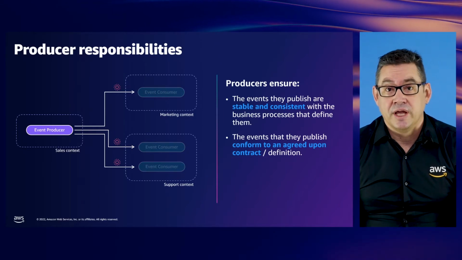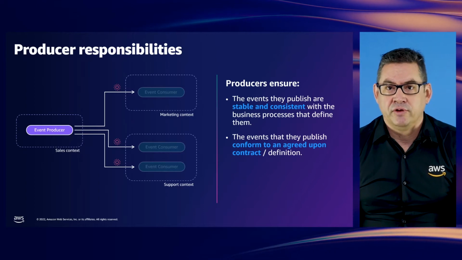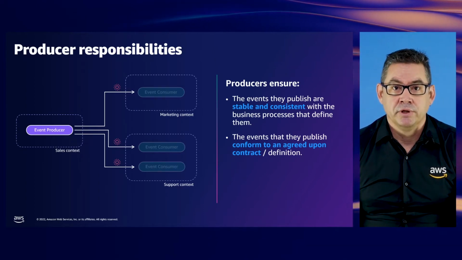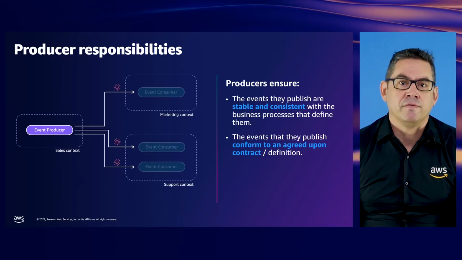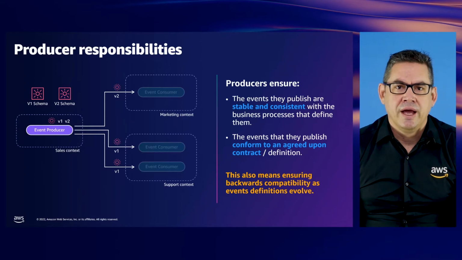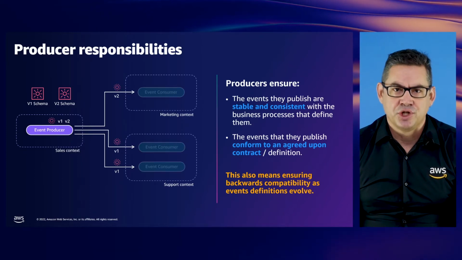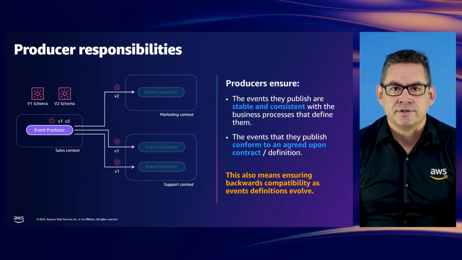Now, with the contract established, what then are the producer's responsibilities? Well, fundamentally, producers make a commitment to publish what they say they're going to publish. Any deviation from that violates the contract. This includes ensuring that as event structure or schemas change, there's a consistency across system boundaries.